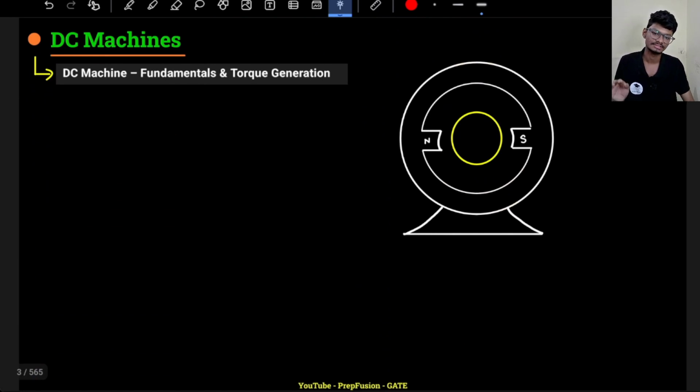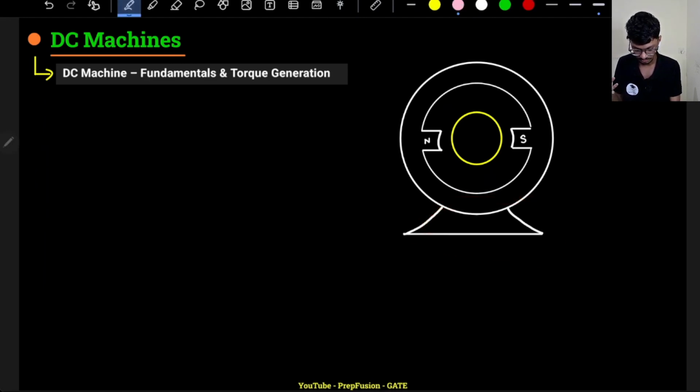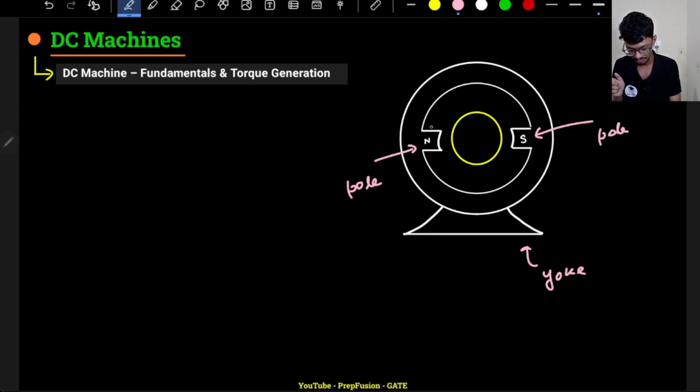So let's first discuss a bit about what a DC machine looks like. This is just the body of the DC machine. This is just the yoke. Don't worry, we will learn about construction after 2-3 lectures. But just to give you a basic idea, this is the yoke, and these are the poles, north and south poles, and in these poles we connect the windings. Roughly I will draw some windings here. These are known as the field windings.